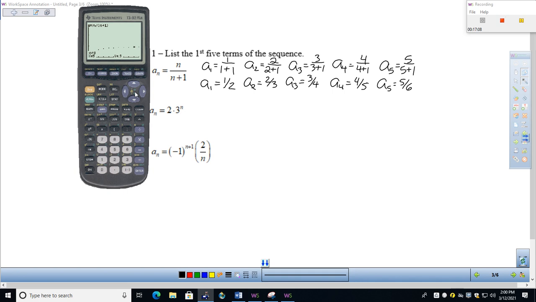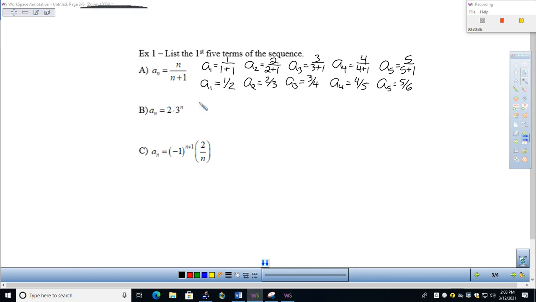We've never worked in sequence mode for sure on the graphing calculator, but you can kind of see the values of these on the screen. 1, 2, 3, 4, 5, all the way up, and you're getting these values right here. All right, let's move on.